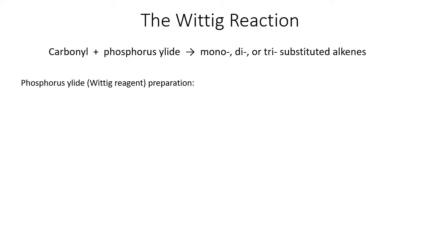The last reaction where we will see carbon acting as the nucleophile is the Wittig reaction. The Wittig reaction involves a carbonyl from an aldehyde or ketone plus a phosphorus ylide, and we'll take a look at what that is in just a bit. And we can create a mono, di, or tri-substituted alkene as the result of this reaction. So first we'll go ahead and take a look at how we prepare the Wittig reagent, which is also known as the phosphorus ylide.